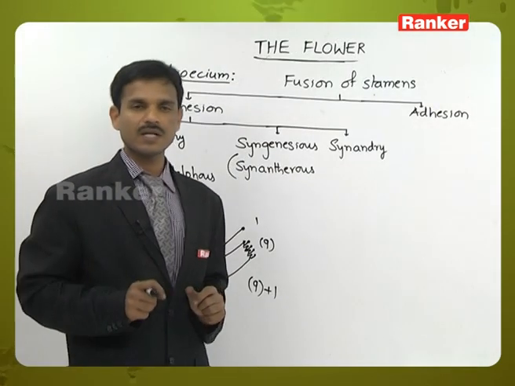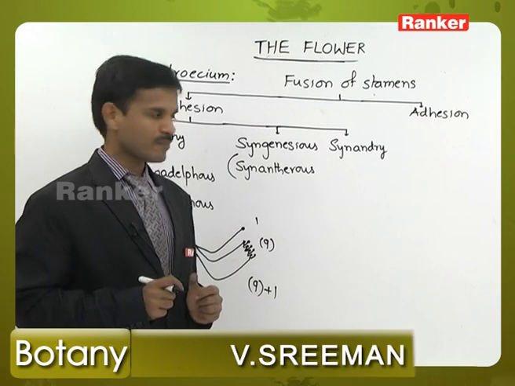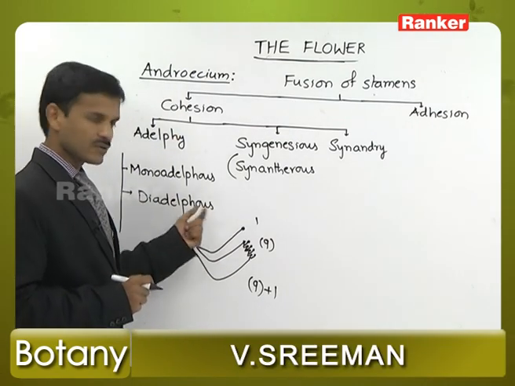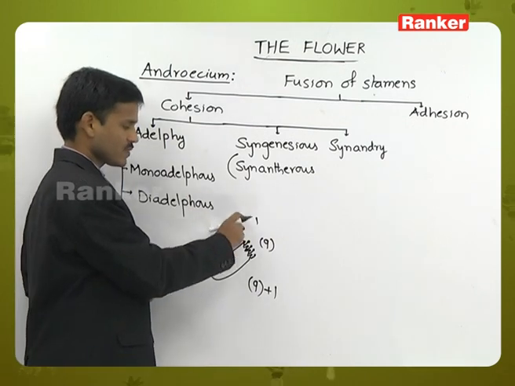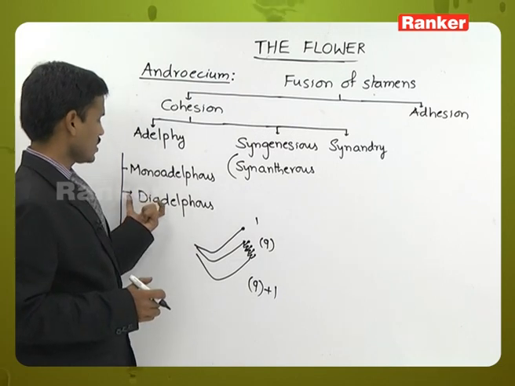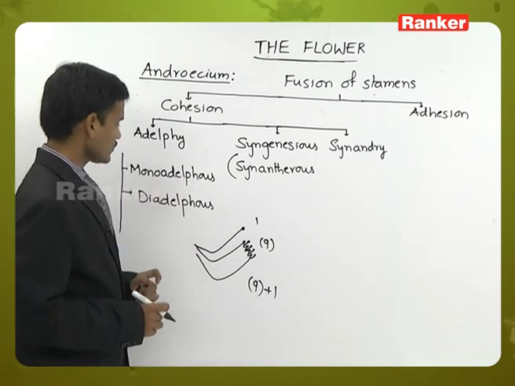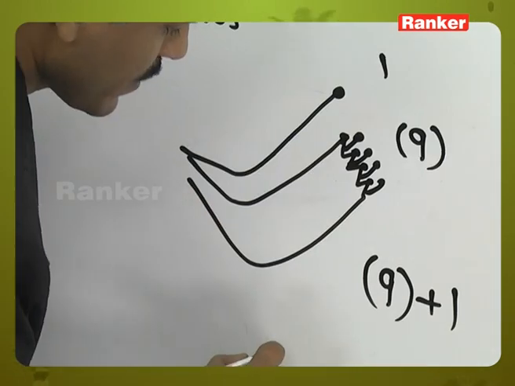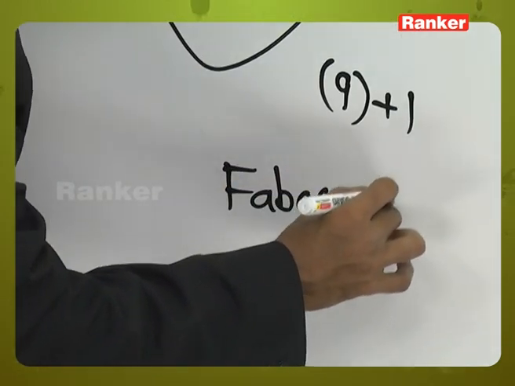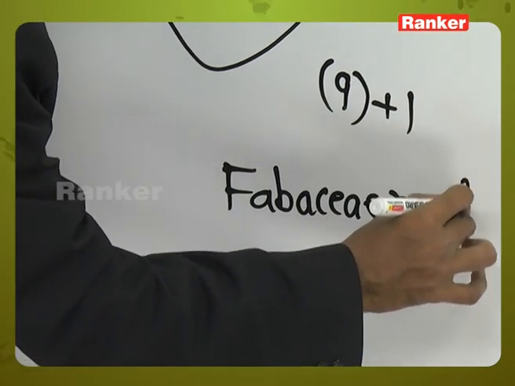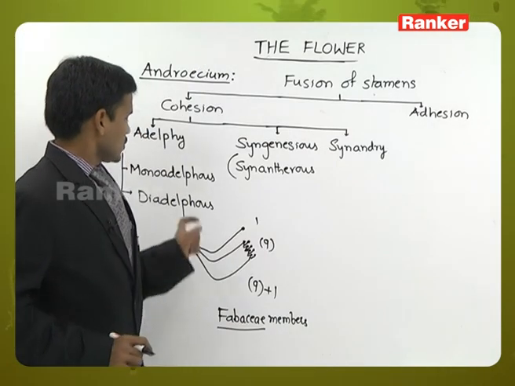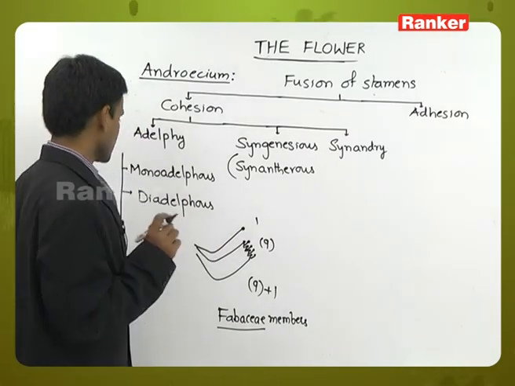Diadelphous condition is observed in legume plants or Fabaceae members. So, a 9 plus 1 arrangement. It is one bundle, and though it has a single stamen, it is another bundle. Two bundles are there, so that's why it is called diadelphous condition. It is observed in the Fabaceae family members.